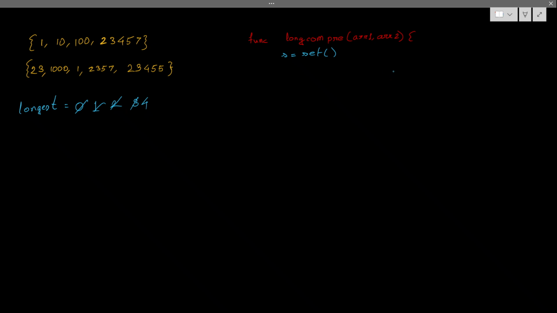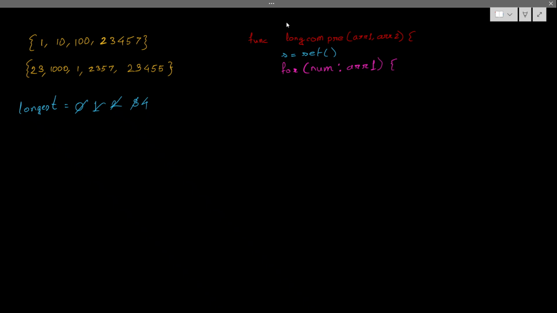Okay. Now what we could do is iterate for each and every digit and find the longest prefix. So for each number in arr1, I have to iterate. Simple. Now I can check whether it is present in the common prefix set or not.